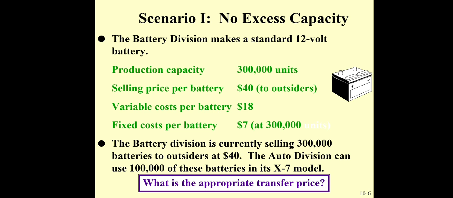So see here, the capacity for the battery division is 300,000 units, and at the same time, the battery division is currently selling all 300,000 units of batteries. It means that the battery division is operating at full capacity. So the question is, the auto division can use 100,000 of these batteries. What is the appropriate transfer price?